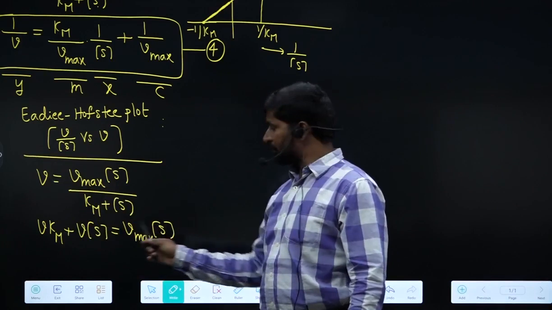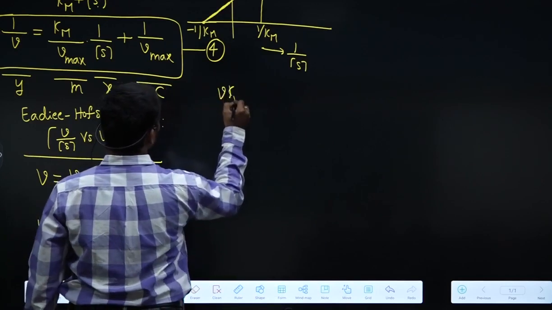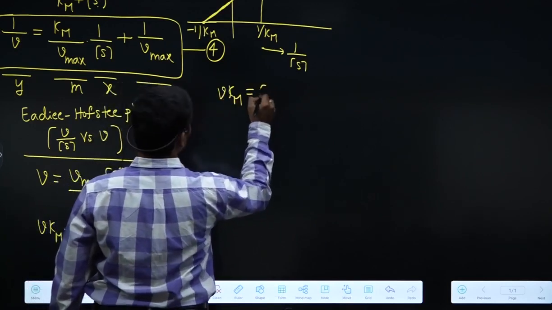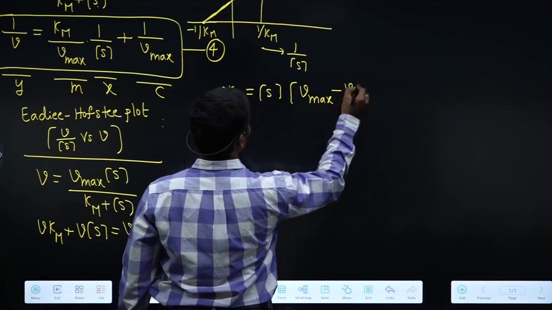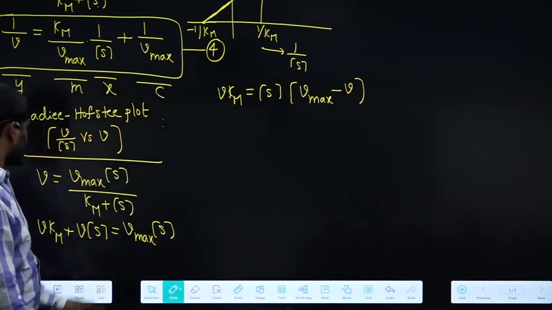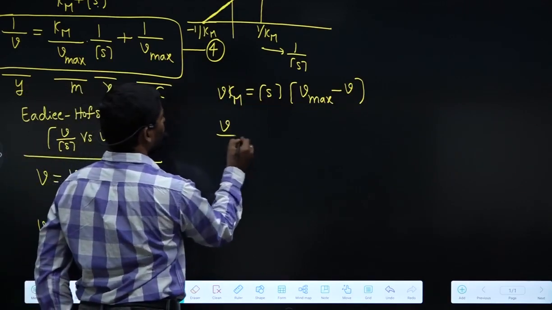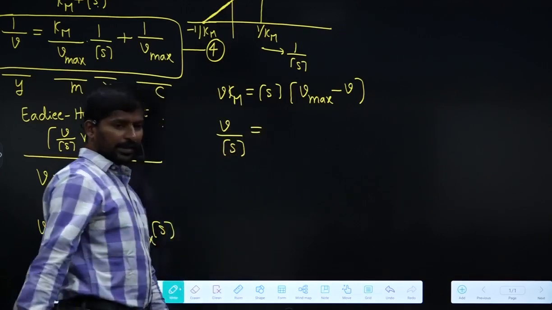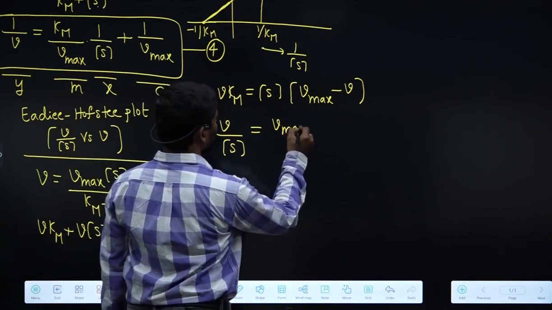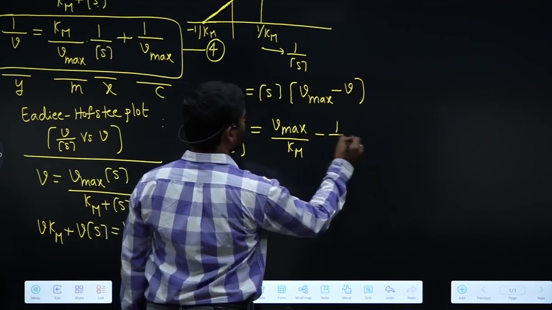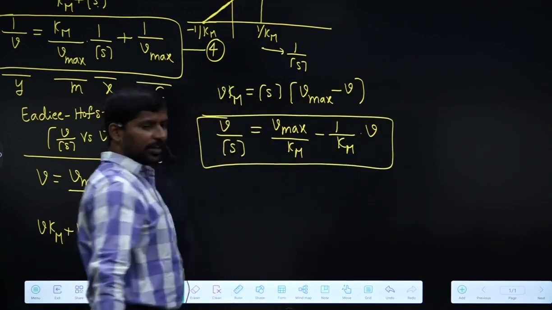Now if you bring this Vs to the right side, and take concentration of S common, we get V Km is equal to concentration of S common, V max minus V. And finally, if you bring this S to the left side, V by S is equal to, and if you bring this Km to the right side, V max by Km minus 1 by Km into V. So now we got V by S versus V.